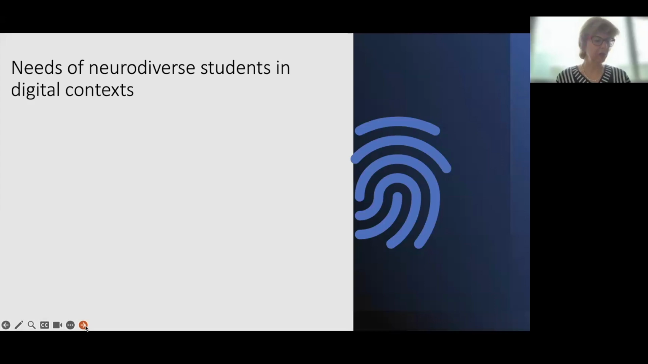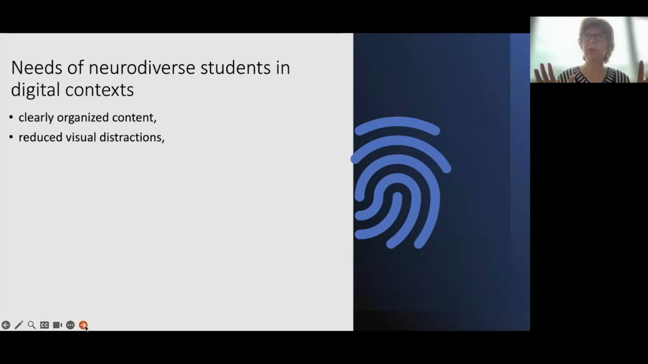So in digital context, when it comes to neurodiverse students, you have to be specifically focused on clearly organized content. And again, this was part of digital inclusion already, which benefits everybody, but it is crucial for neurodiverse students. You might want to reduce visual distractions.